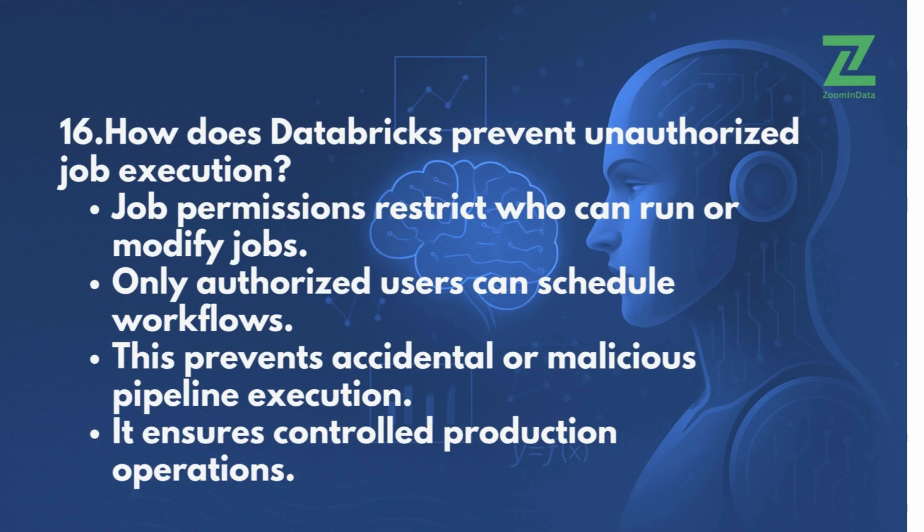How does Databricks prevent unauthorized job execution? Job permissions restrict who can run or modify jobs. Only authorized users can schedule workflows. This prevents accidental or malicious pipeline execution. It ensures controlled production operations.